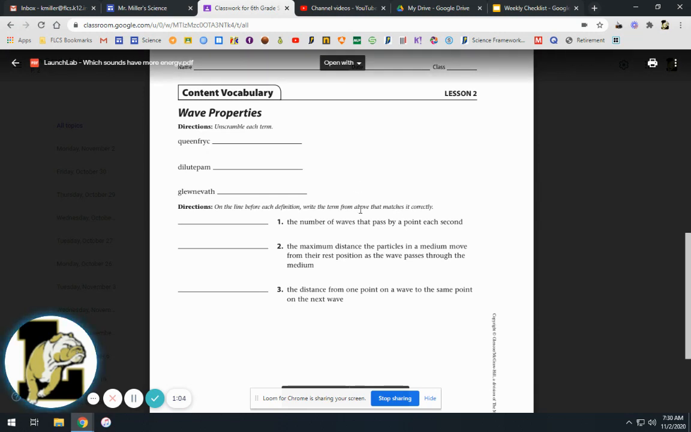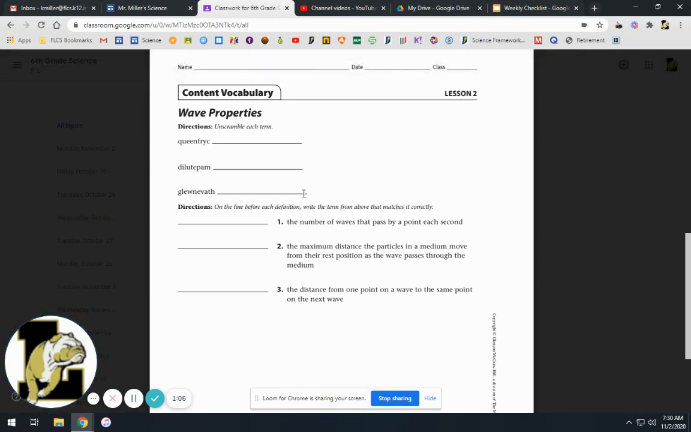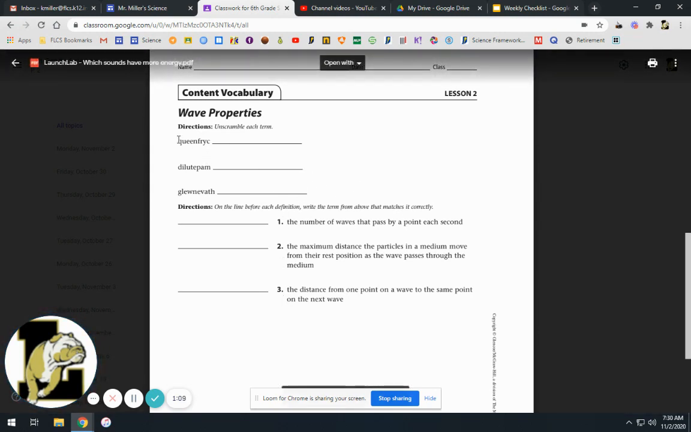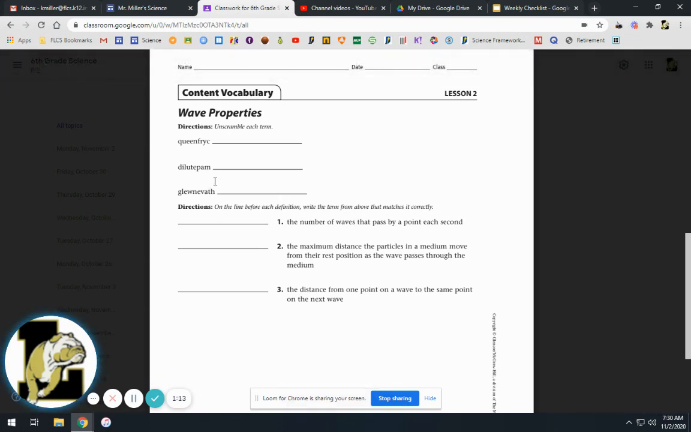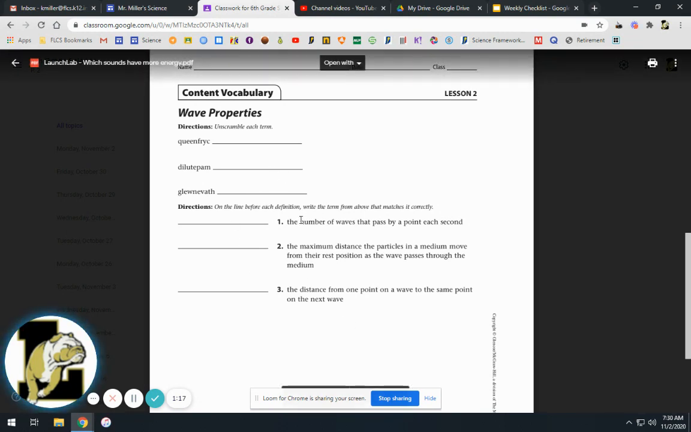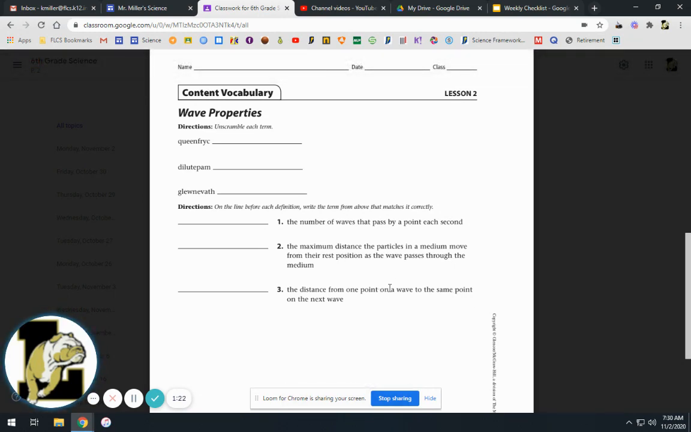Lastly, what you actually do need to complete is number 1 through 3. So you're going to unscramble these 3 words. This is going to be your word bank, and then you're going to be using each of these 3 words to plug in for 1, 2, and 3. So it should be a relatively easy 50 points for you today.